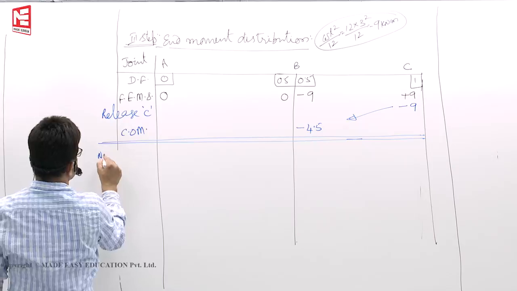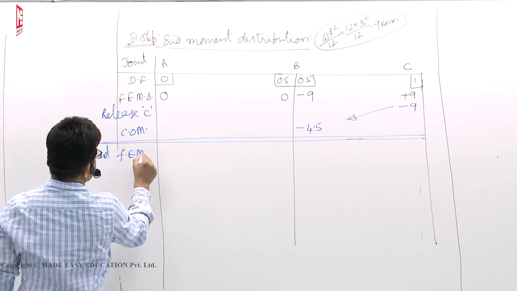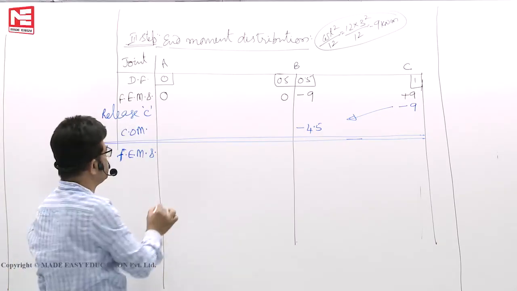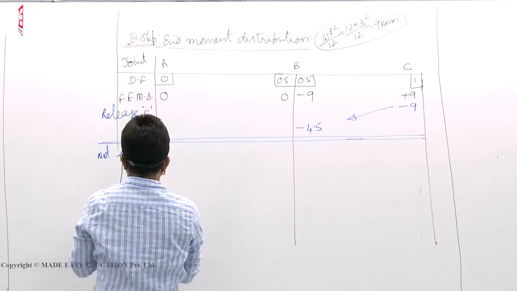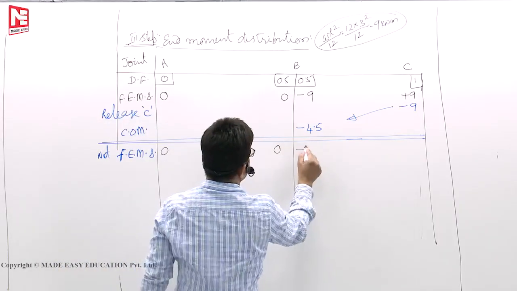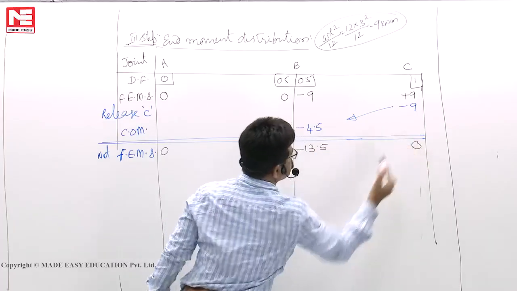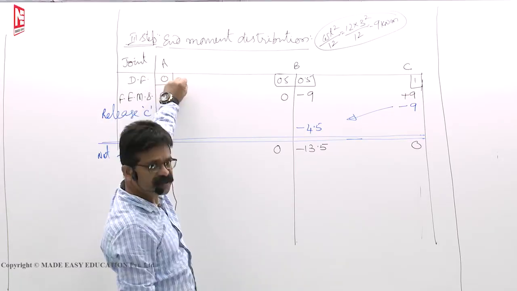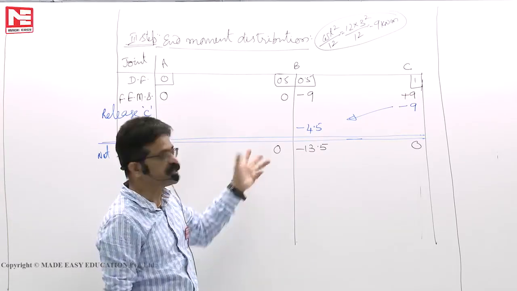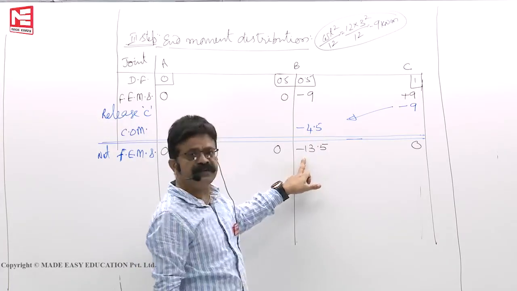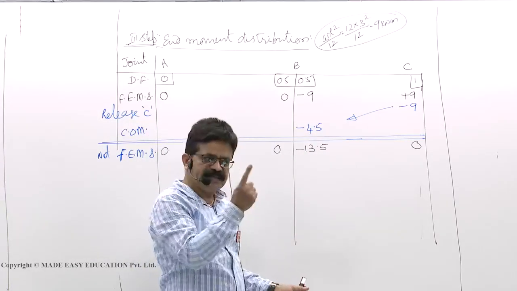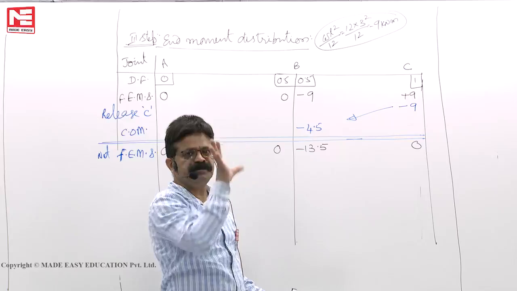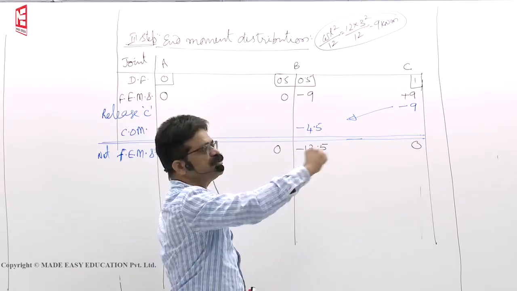Net fixed end moments. Not final, net fixed end moments. This is now 0. Here also 0. Minus 13.5. This is 0. Now what these net fixed end moments tell us is, to lock the joint A, we require 0 because no load was there. To lock the joint B completely, you require minus 13.5. There is a minus 13.5 kilonewton meter existing at the rigid joint B, so that theta B became 0. So fixed like that. C you have completely released.